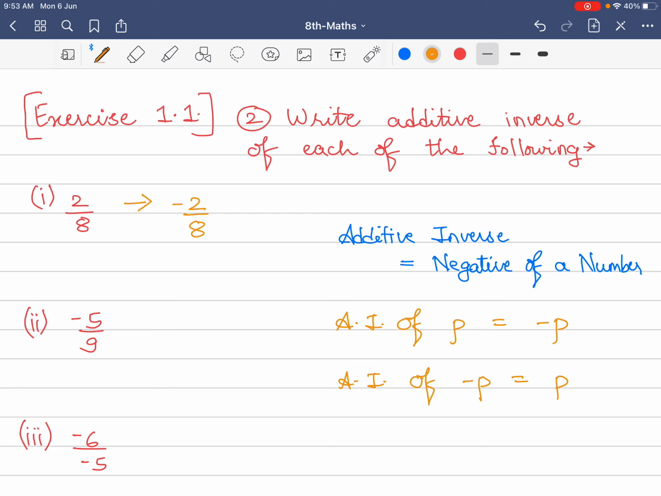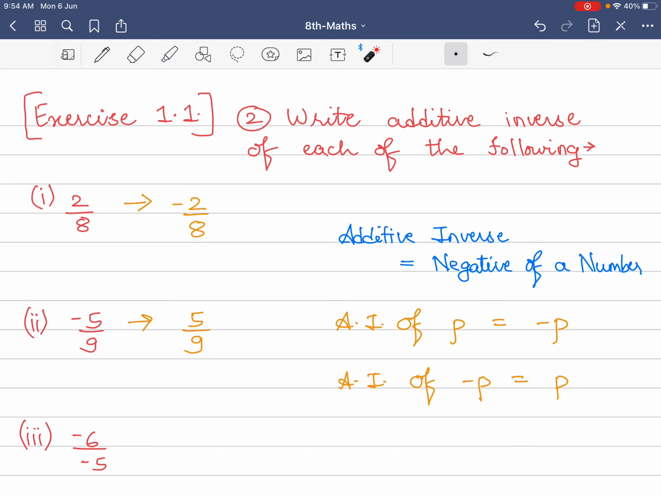Similarly we have minus 5 by 9. So minus 5 by 9 is of the form minus p. So additive inverse of minus 5 by 9 is going to be plus 5 by 9. Note that in each of these cases the addition of the number and its additive inverse is equal to 0. The addition of minus 5 by 9 and 5 by 9 is equal to 0.